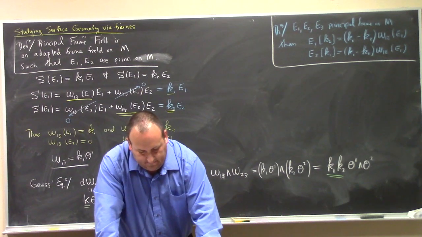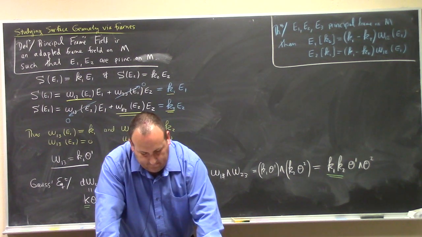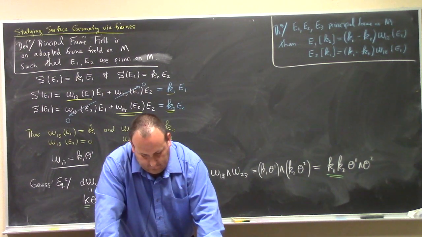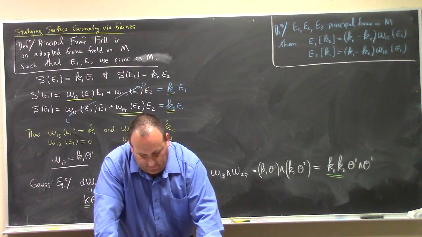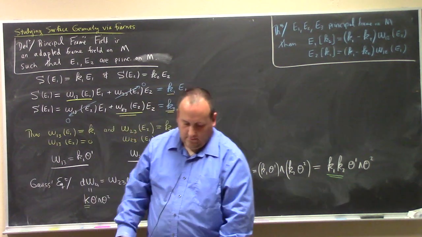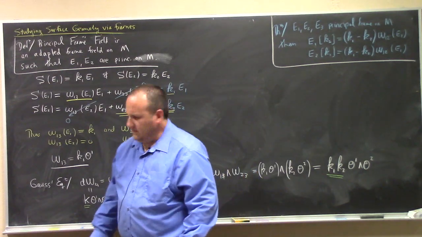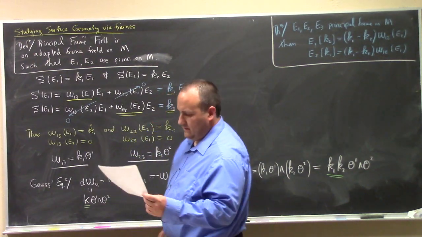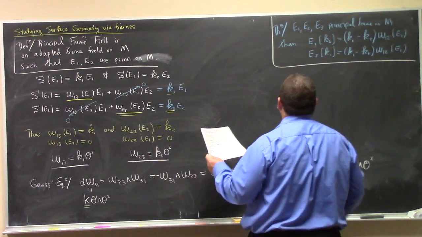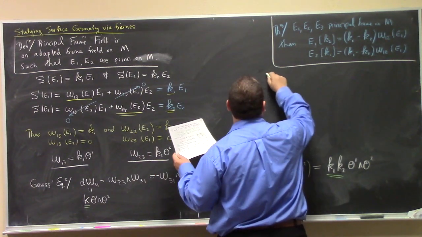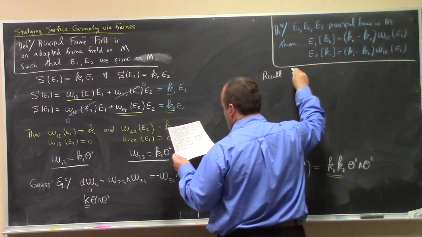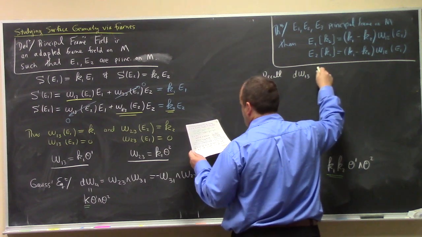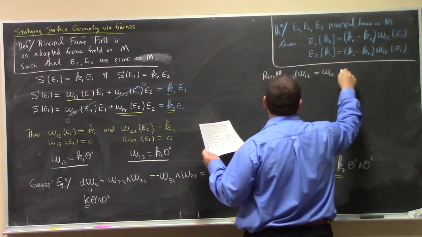All right. Let's see here. I think I start with, let's see, which one is that? Is that one of the Codazzi equations? d omega 1,3 is omega 1,2 wedge omega 2,3. I think that's one of the Codazzi equations. So recall d omega 1,3 is equal to omega 1,2 wedge omega 2,3.